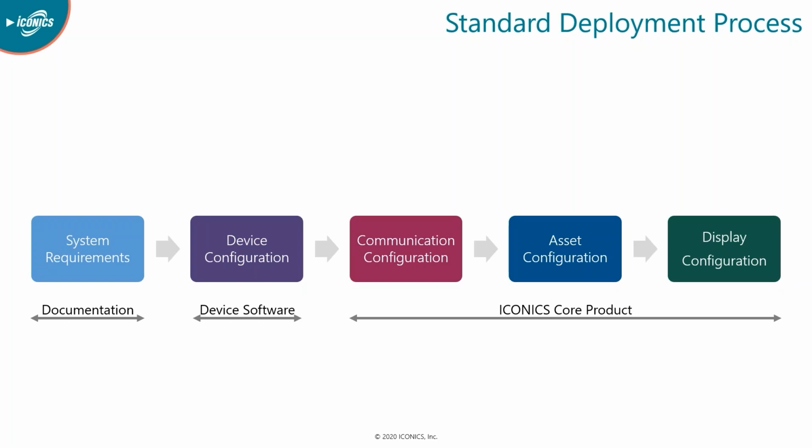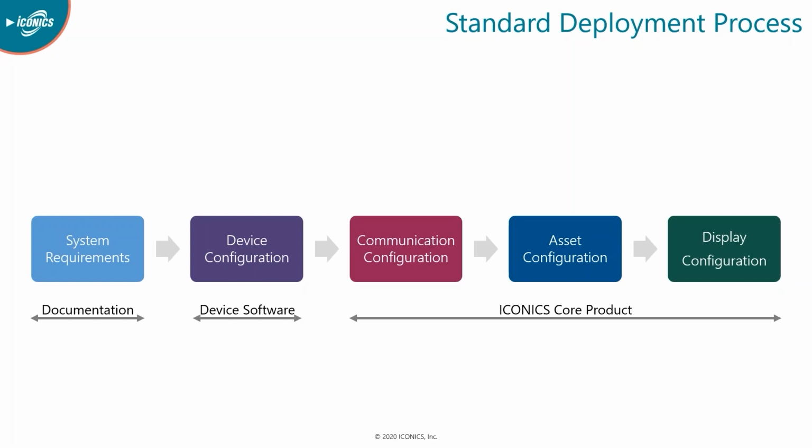We identify some system requirements. What kind of site do we want to deploy? What kind of system do we want to deploy? Which is really, in effect, a documentation exercise. Then there may be a device configuration activity, which will be done by the PLC engineers. And then effectively, there's 3 stages in the Iconix core product, which is basically the configuration of the communication, i.e. how do we talk to our PLCs or to our outstations. Then how do we create the assets that go with that, and a certain level of display configuration.